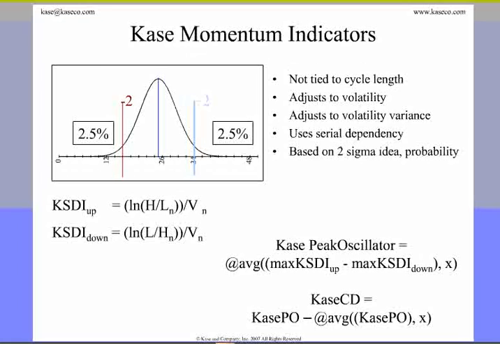So you have two challenges with traditional momentum indicators. They have a very difficult time, even with some of the new adaptive indicators, adjusting to different cycle lengths in the market, and they don't adjust for volatility. So I wanted to come up with an indicator that adjusted for both cycle length and for volatility.